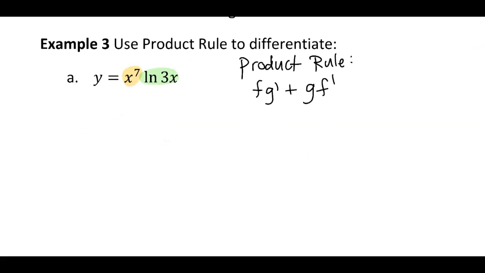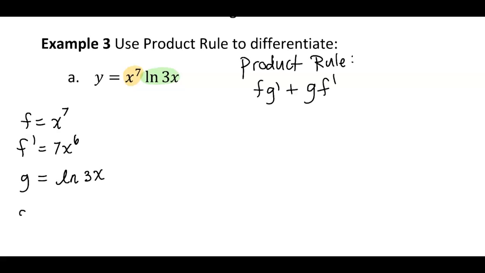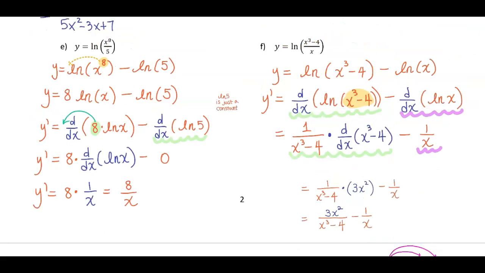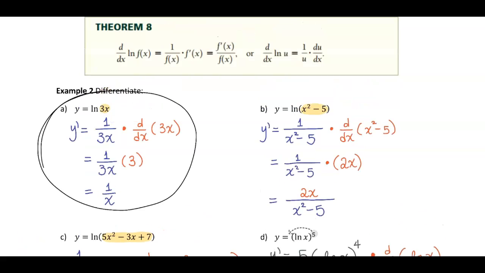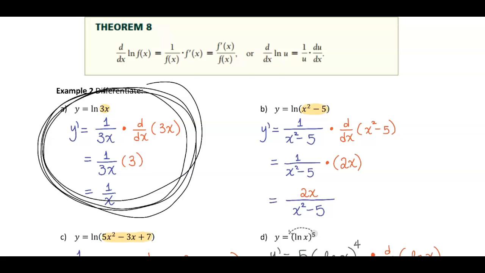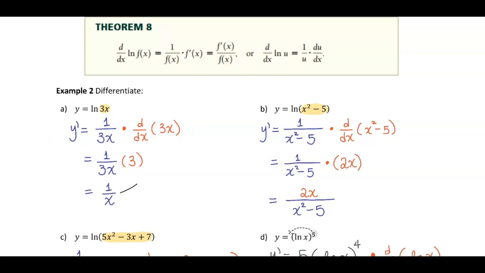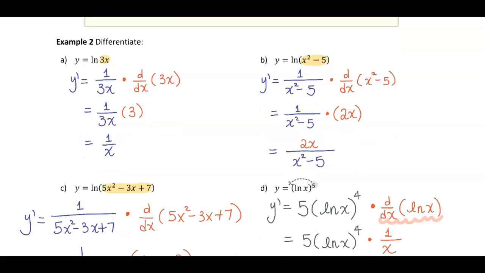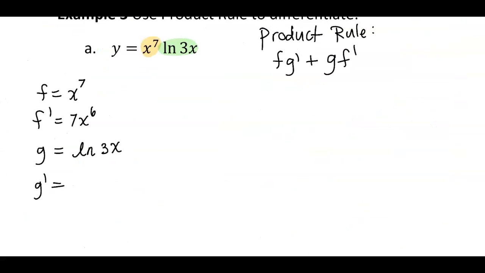Okay, so here my first piece is x to the 7th power. Then f prime is 7x to the 6th power. G is natural log of 3x, and this is a new topic, right? But remember, we did this one already. We found the derivative of natural log of 3x. Let me scroll up and see, we found that already. And the derivative of natural log of 3x is simply 1 over x. So let me just copy that down instead of doing it all over again. 1 over x.